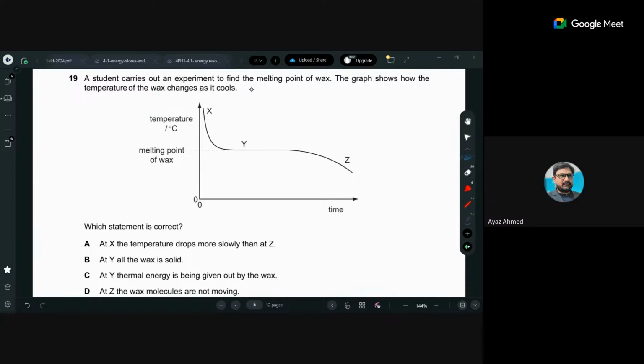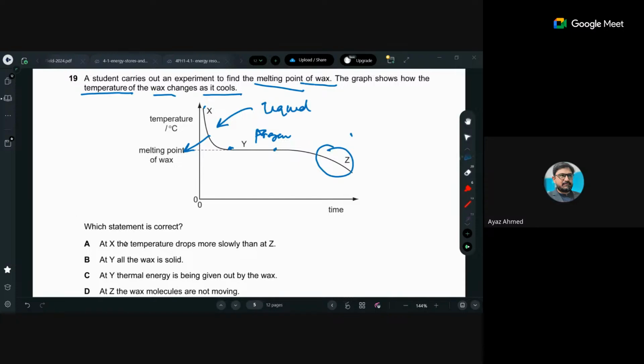A student carries out an experiment to find the melting point. Again, this is basically from thermal; I have to exclude this page. The graph shows how the temperature of the wax changes as it cools down. As it cools down, here it is definitely liquid. Then it is solidifying here. Melting point is the same as the freezing point. So here it is frozen, and when it is frozen, here it is cooling down. So which statement?